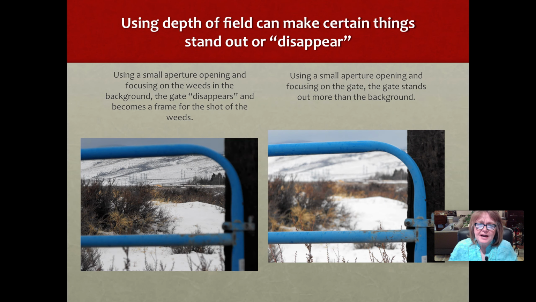You can use the aperture to make things stand out or disappear. This is a fence, and when you have a small aperture and you focus beyond the fence, it causes the fence to kind of disappear. But if you want the fence to stick out, then you focus on the fence, use a small aperture, and then the stuff in the background starts to fade away or blur out, and it makes the fence stand out.